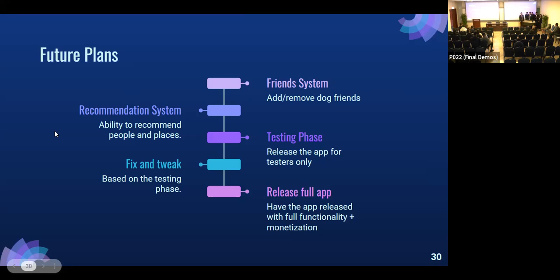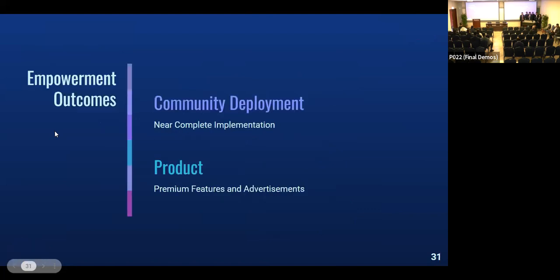And based on the results we get from the testing, we want to fix and tweak our application, and then release the full app for the dog community. So based on this, we want to discuss our empowerment outcomes. Our main empowerment outcome was the community deployment, where we have a near complete implementation, so that our application is available for the dog community, and it unites the whole dog community.